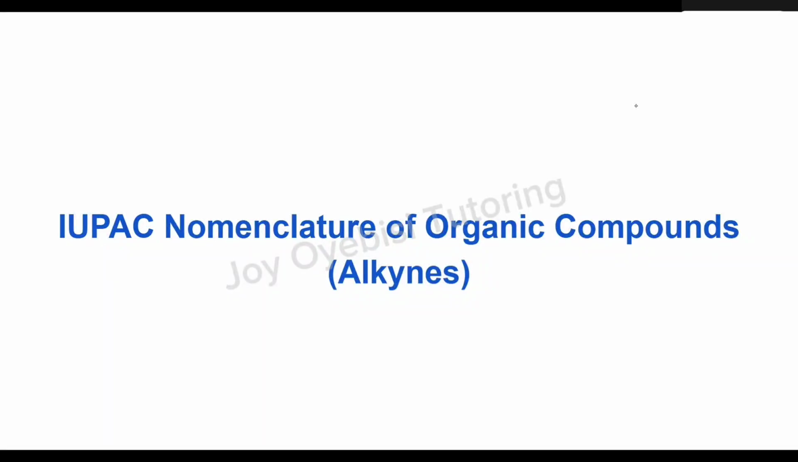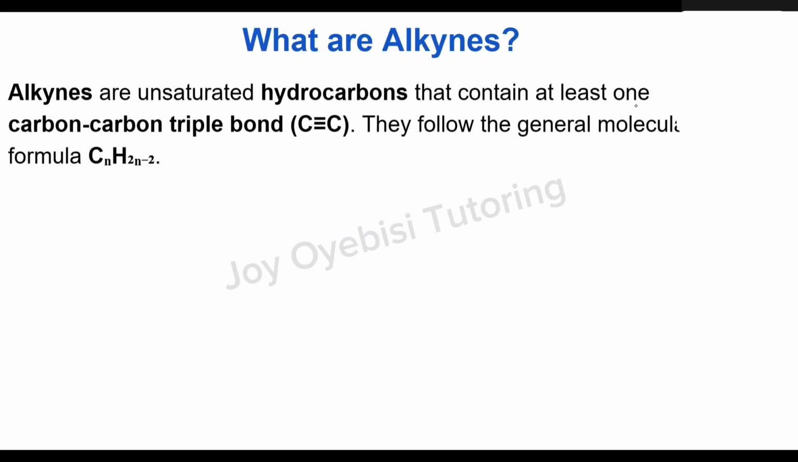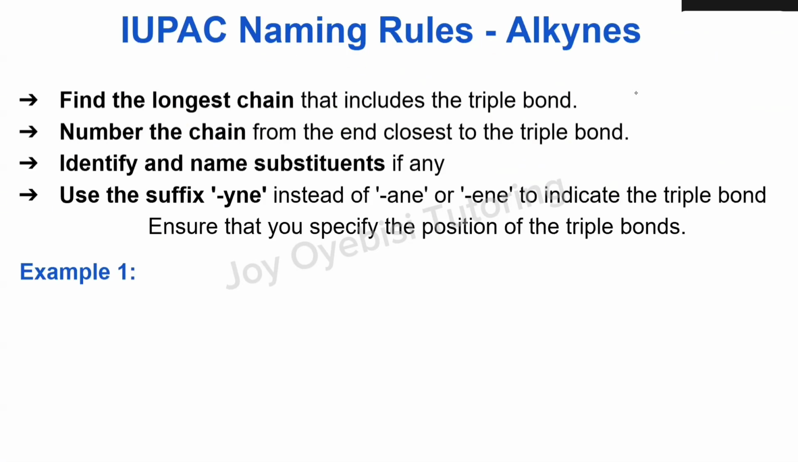In today's video, we're going to be naming alkynes. Alkynes are unsaturated hydrocarbons that contain at least one carbon-carbon triple bond. They follow the general molecular formula CnH2n-2.